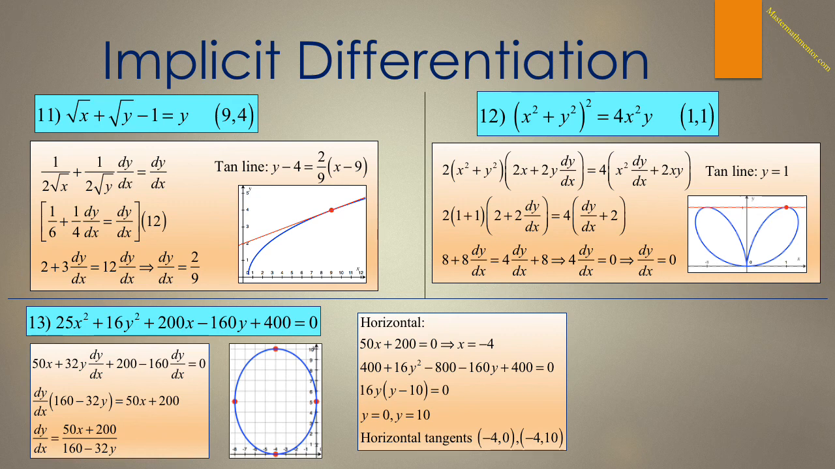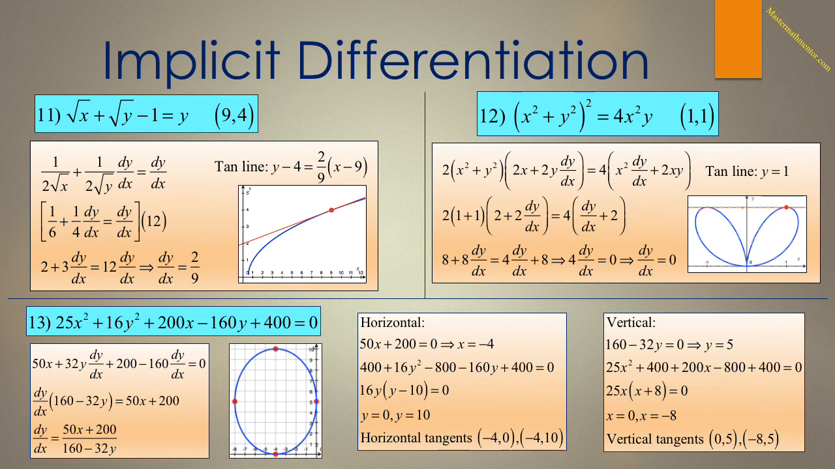To find the y-coordinate, we plug x equals -4 into the original expression, getting 400 plus 16y squared minus 800 minus 160y plus 400 is equal to 0. That factors into 16y times the quantity (y minus 10), and therefore we get y is equal to 0 and y equals 10. So we confirm that the horizontal tangents are at the points (-4, 0) and (-4, 10).